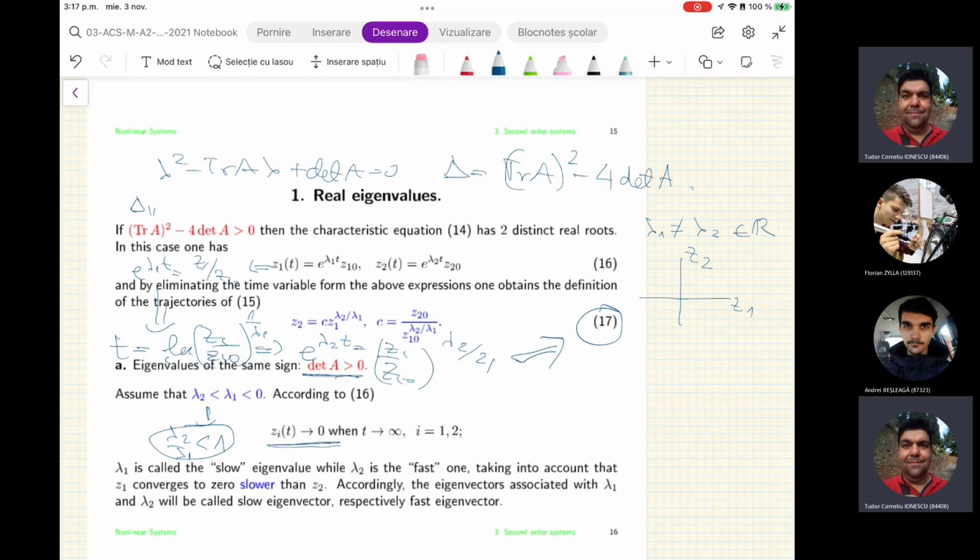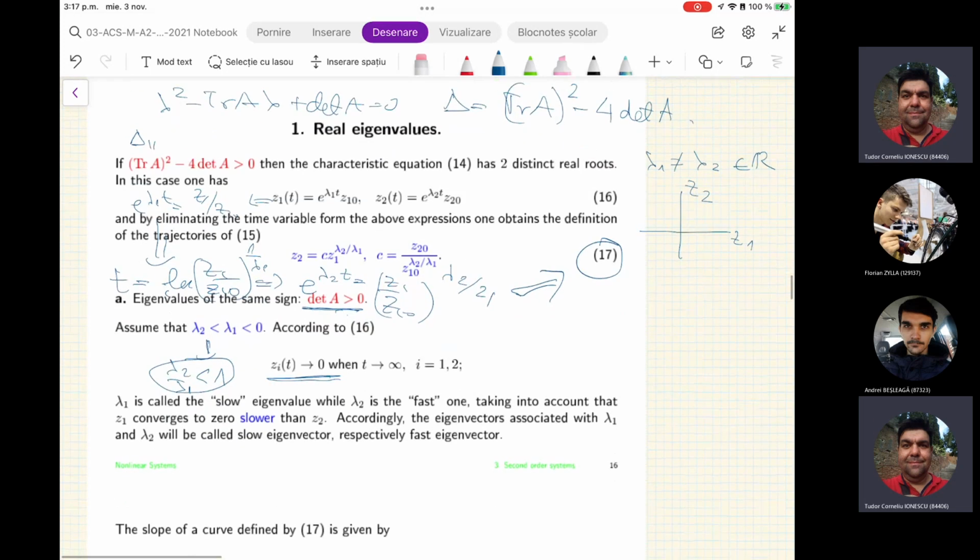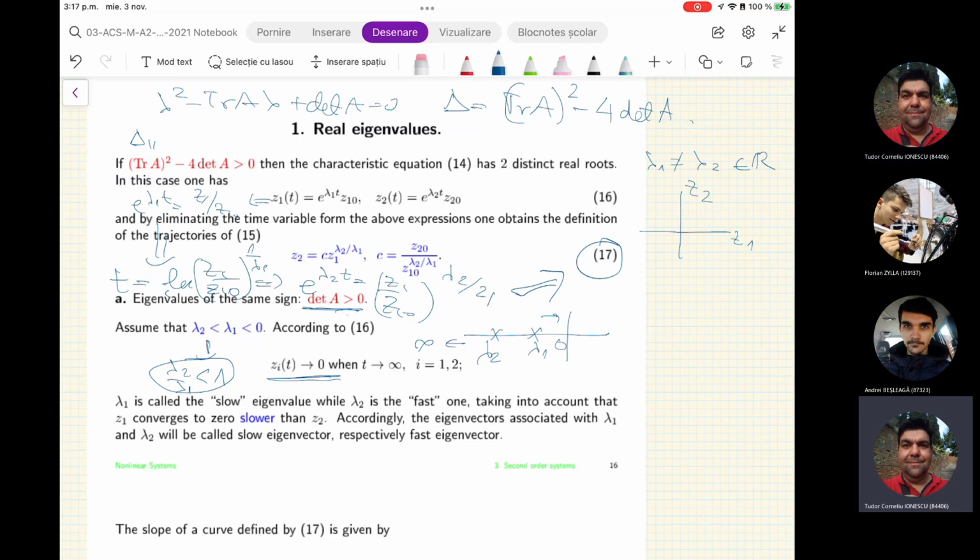Hence, when you take t to infinity, z1 goes to 0, because of this property. Hence lambda 1 is called the slow eigenvalue, and lambda 2 is more to the left. If you look at the complex plane, this is lambda 1, this is lambda 2. This one is closer to 0. Hence lambda 1 is the slow eigenvalue, and lambda 2 is the fast eigenvalue, because the exponential goes to 0 faster if the eigenvalue is further to the left.